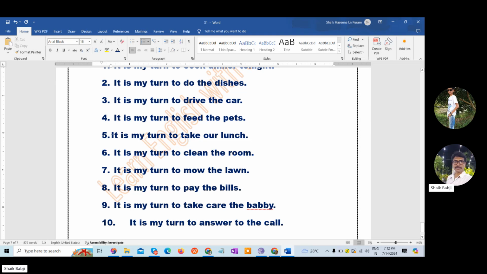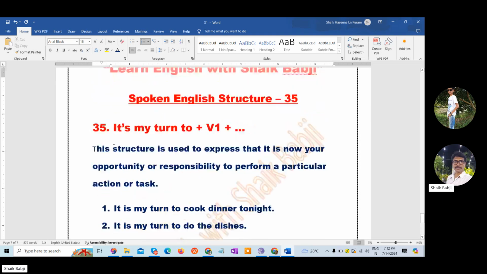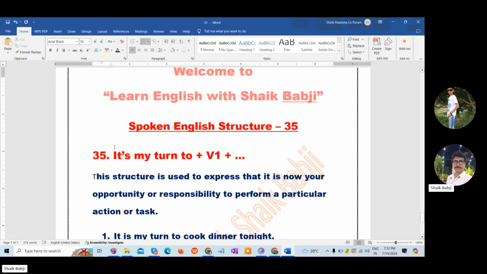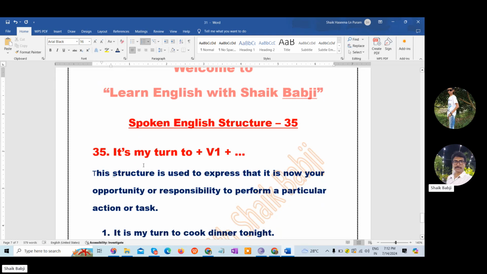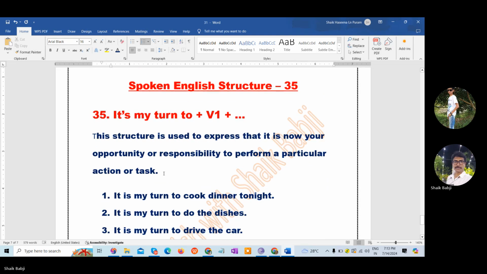Now let's see the usage. What is the structure? 35th structure. So in this 35th structure, we are learning it's my turn to. After it's my turn to, we have to use the first form of the verb, V1, plus something. So how we can use this structure? The usage is, the structure is used to express that it is now your responsibility or your opportunity to perform a particular action or a particular thing or a particular task.